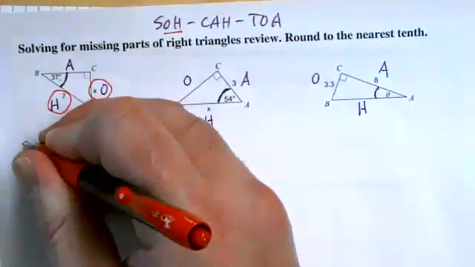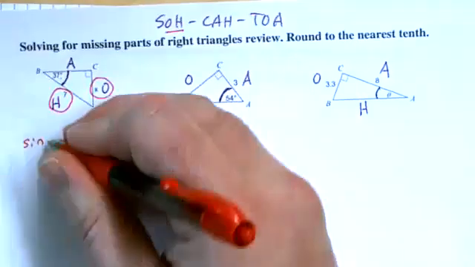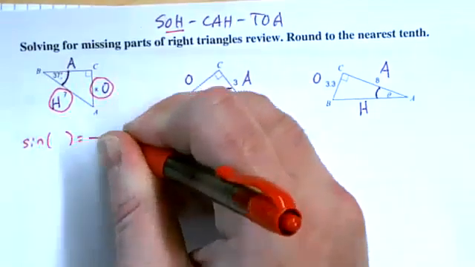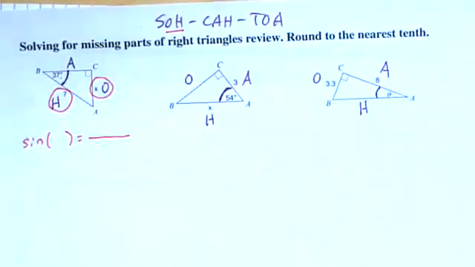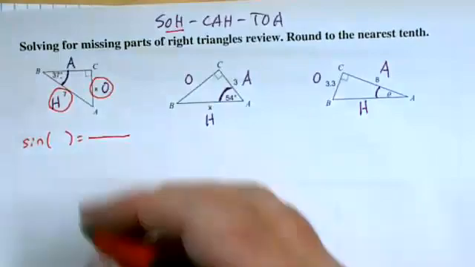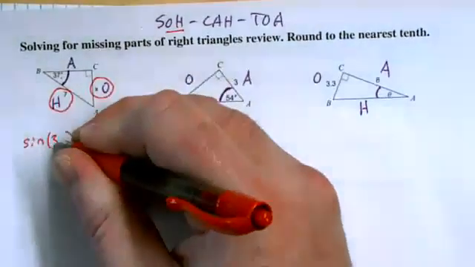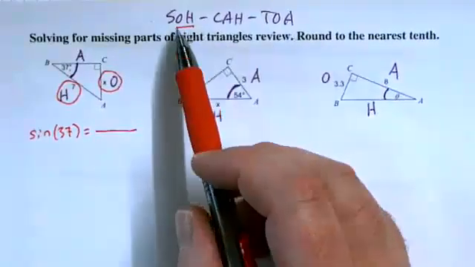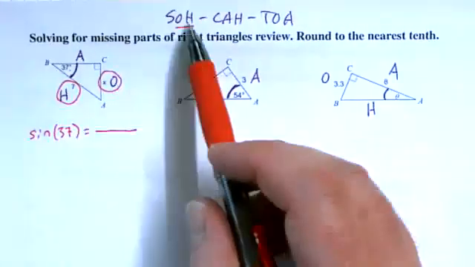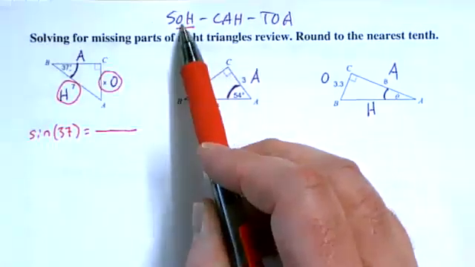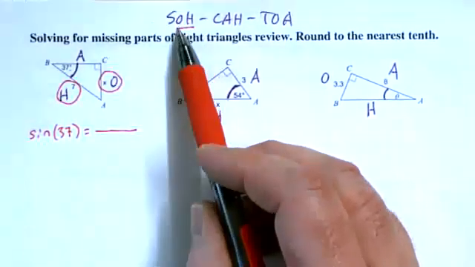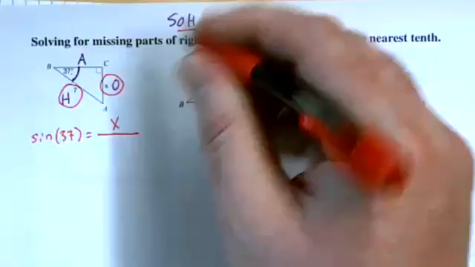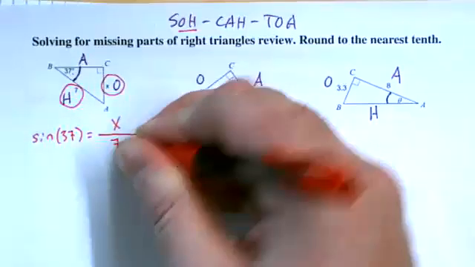So I'm going to go ahead and write a sine equation. It's going to look a lot like that last one that we did. Angle always goes in the parentheses. And remember, SOHCAHTOA is how you tell what side goes on the top and the bottom. The first letter on the top, second letter on the bottom. So O on the top, hypotenuse on the bottom, we get that equation.